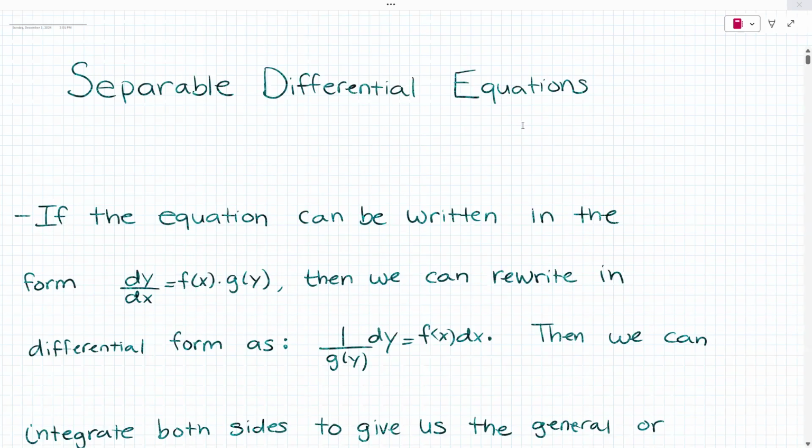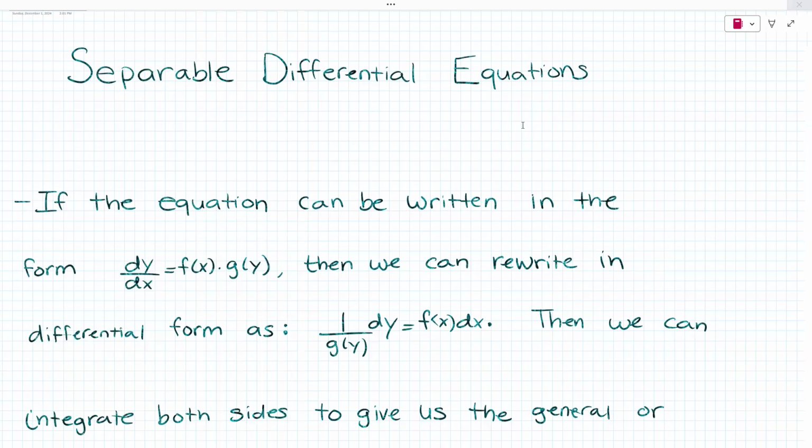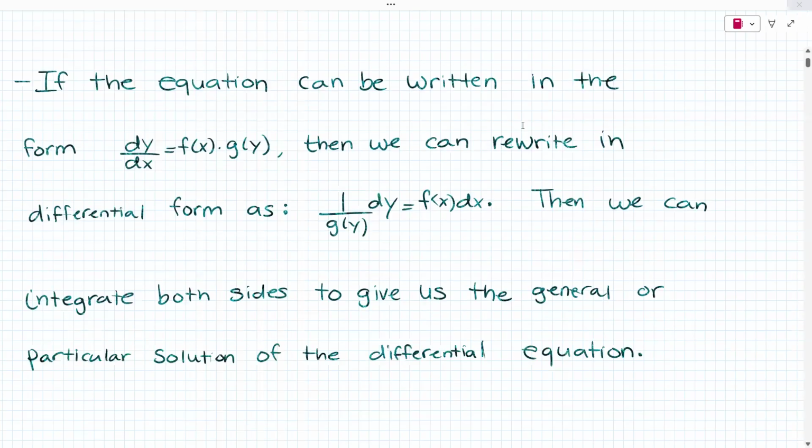So what is a separable differential equation? It's basically if the equation can be written in the form of dy/dx equals f of x times g of y, then you're dealing with a separable differential equation. Then we can write it in differential form as 1 over g of y dy equals f of x dx. So basically what they did was they cross multiplied and got all the y's and x's by themselves. That's all they did.